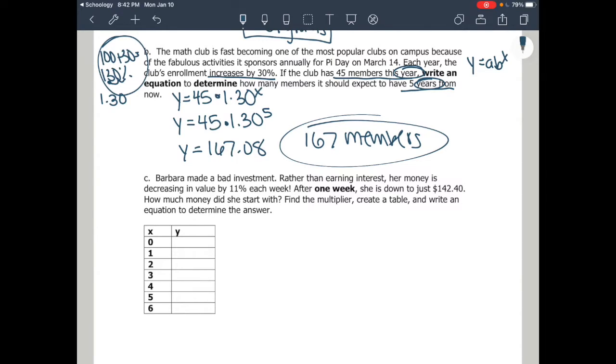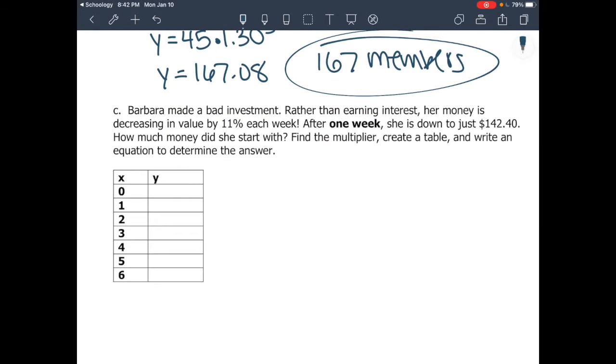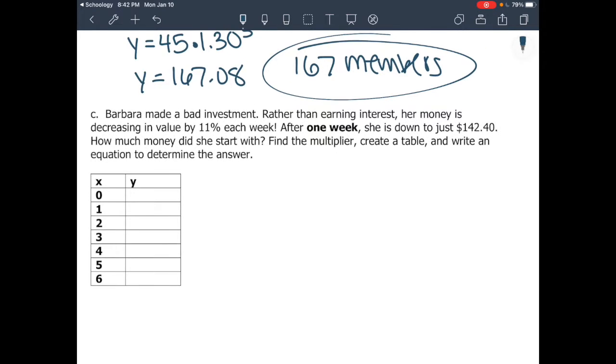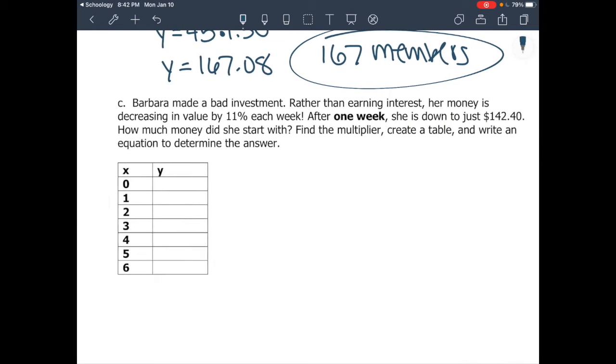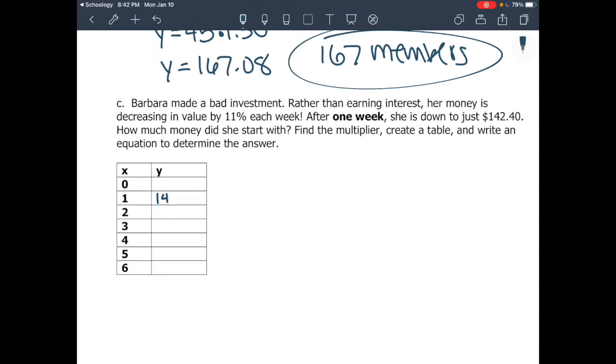So let's fill in what we know in the table so far. It said after 1 week, she's down to $142.40. So at x is 1, I'm going to write $142.40. And then it says we're going down by 11%, so we have to find the multiplier from that. So we're going to do 100 minus 11, which gives us 89%.